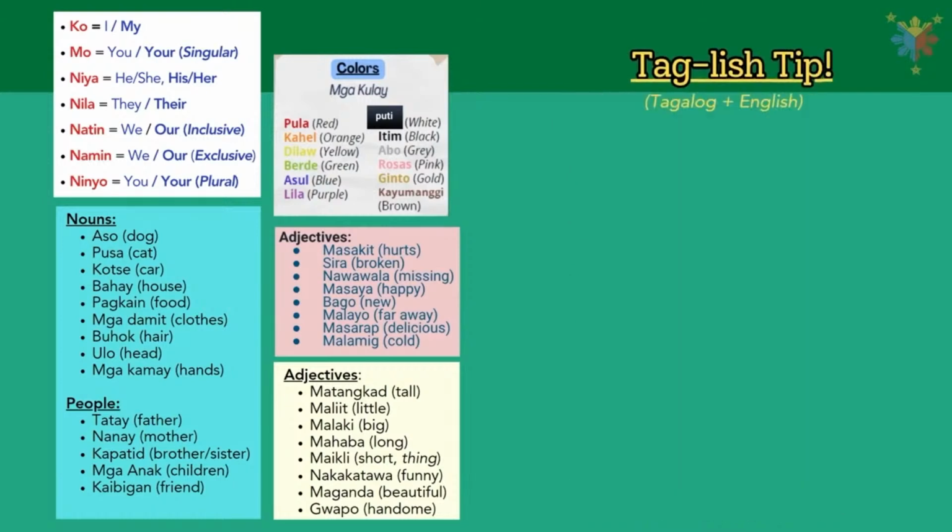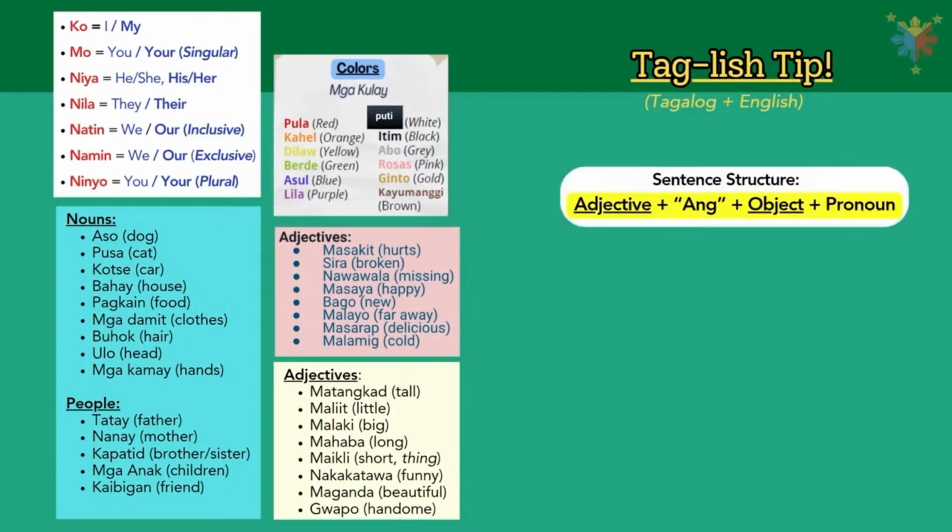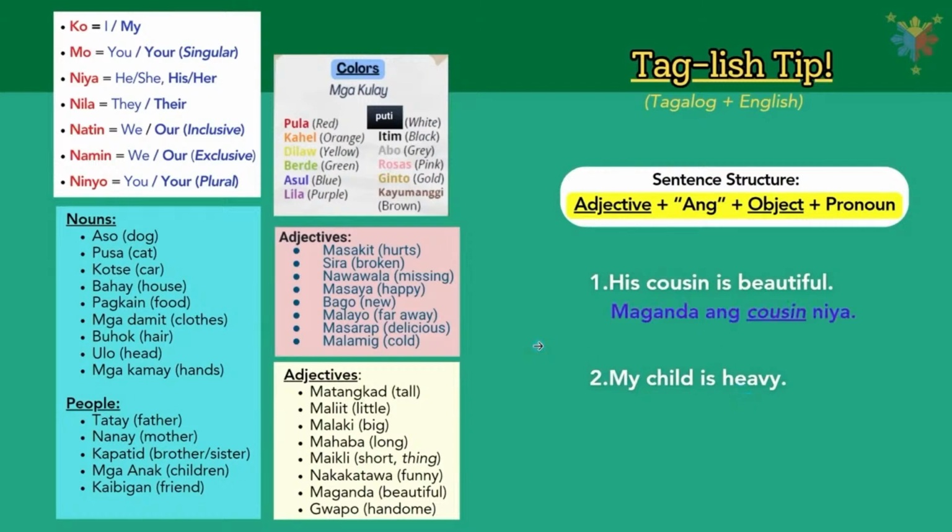All right, so here is a quick Taglish tip. Taglish is Tagalog and English put together. I am a big supporter of using English in Tagalog if you are still learning new vocabulary. So here is one way you can use it. So here is the sentence structure we just learned. If you don't know an adjective or an object in Tagalog, just say that word in English. For example, his cousin is beautiful, or my child is heavy. We didn't learn the word for cousin, we didn't learn the word for heavy. So you can just say them in English.